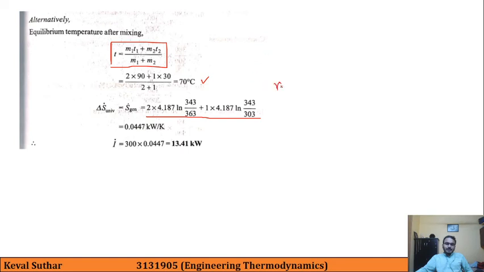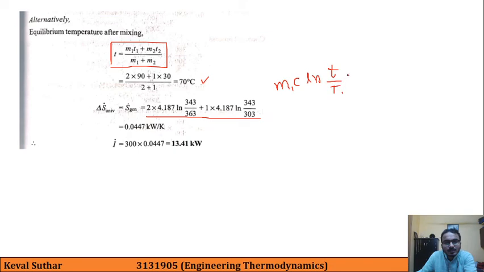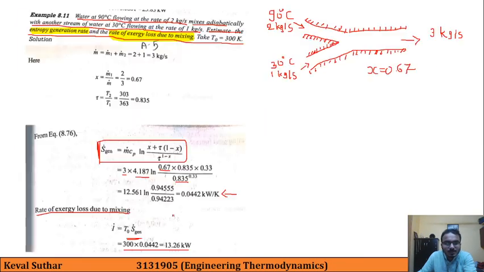If you recall, this is M1 C ln T upon T1 plus M2 C ln T upon T2. So that is the formula which is utilized over here, and we have obtained this value. And similarly, we can obtain the irreversibility or decrease in exergy. If you compare both, the answers are quite same.